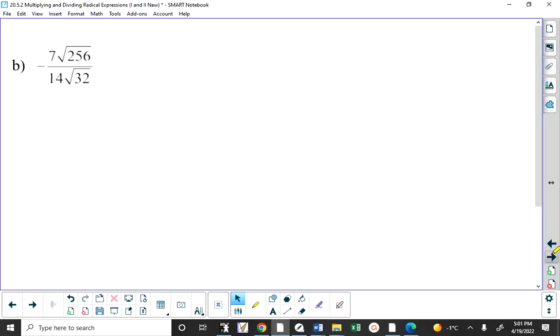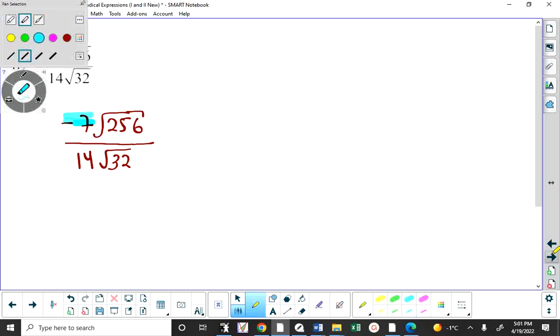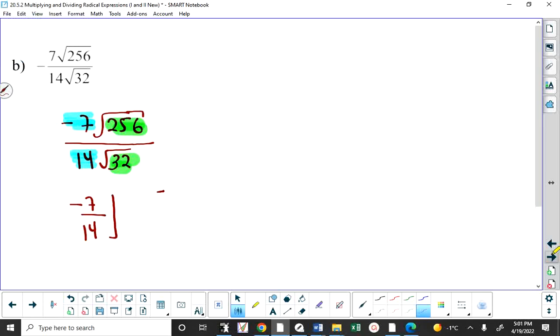Let's take a look at 1b. Well, you know how I feel about negatives. I do not like that negative hanging out in front of the whole fraction, so I'm going to rewrite this to begin with as negative 7 root 256 divided by 14 root 32. And I'm going to use the rule that says I can divide coefficients by coefficients. This is a coefficient, this is a coefficient. And I can divide radicands by radicands underneath the radical sign. So I can write negative 7/14 multiplied by the square root of 256 over 32.